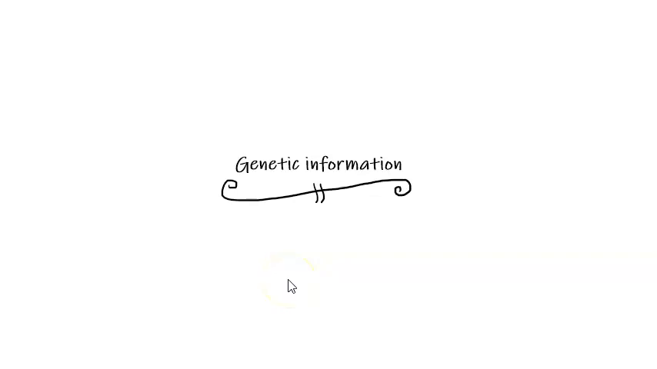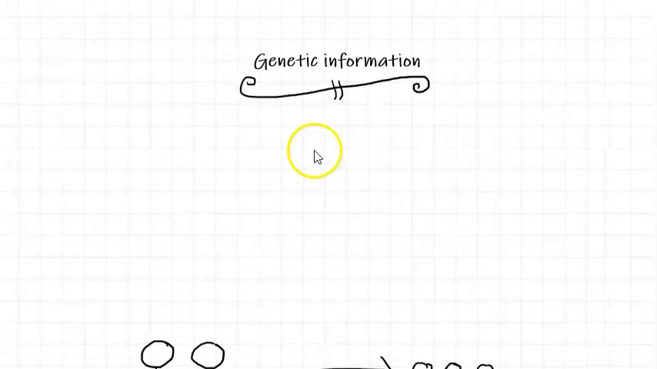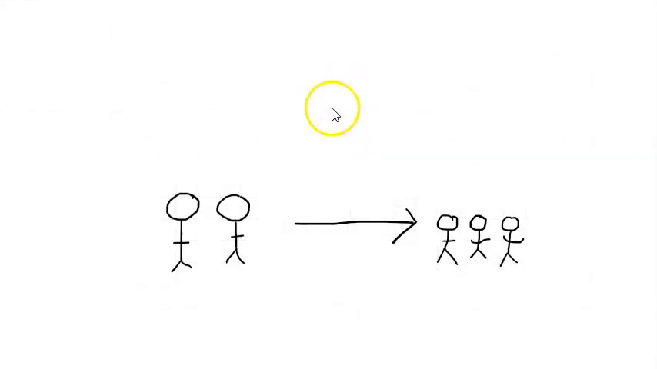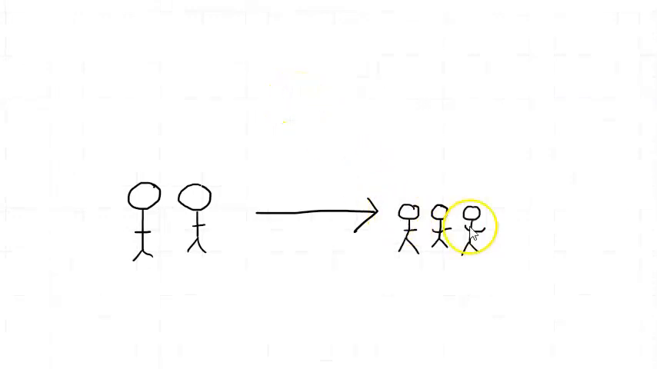Kia ora tātou. In the last video we looked at variation and the importance of variation within a species, and as part of that we learnt, or we know intuitively, that the traits of a particular individual in a species are able to be passed on to their offspring. So if we were to think of just a generic family, we would know that the siblings of this family would have some traits in common with their parents.